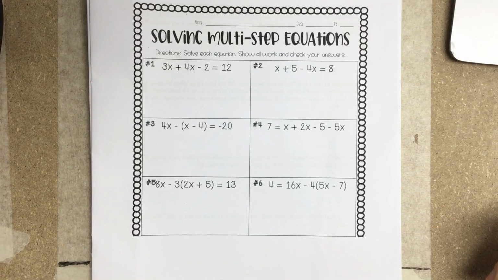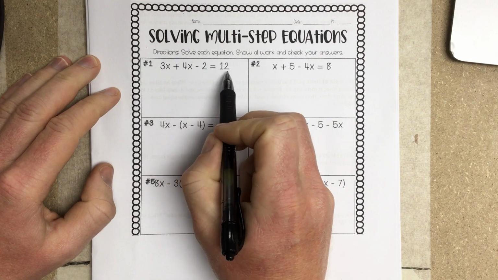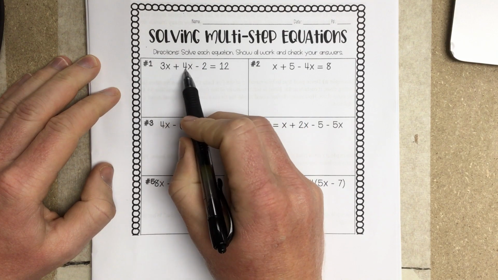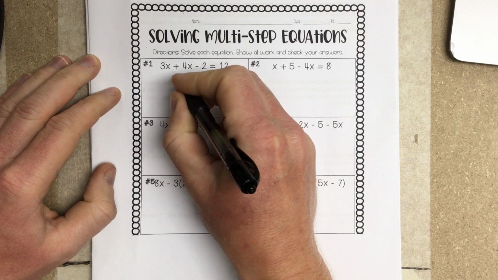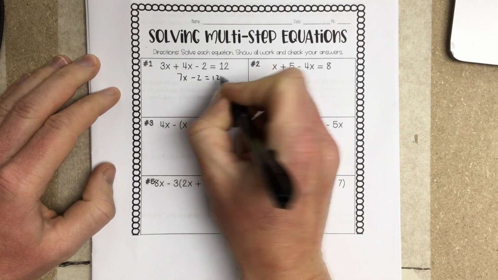In this video we're going to solve multi-step equations, and we're going to start with the first problem here. We have 3x plus 4x minus 2 equals 12. We're going to combine like terms. 3x plus 4x is 7x minus 2 equals 12.